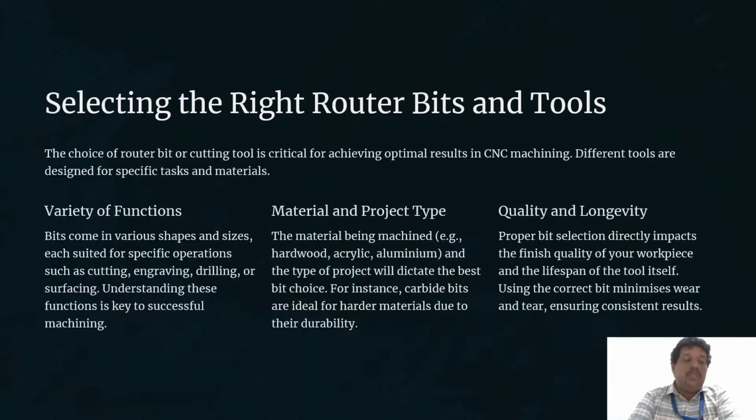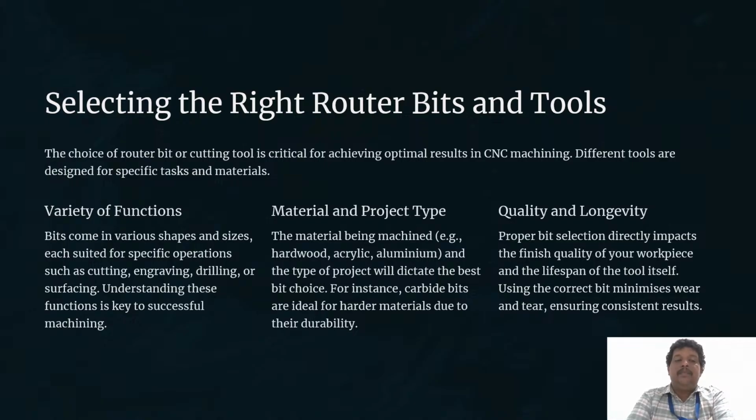Now, how to select the right router bits and tools? The choice of router bit or cutting tool is crucial for achieving optimal results in CNC machines. Why? Because if you don't use the right tool, your work will not be proper. You will not get a good finish. You will be losing money, because a wrong tool on a different material will lead to damage of the tool, which will lead to loss of money.